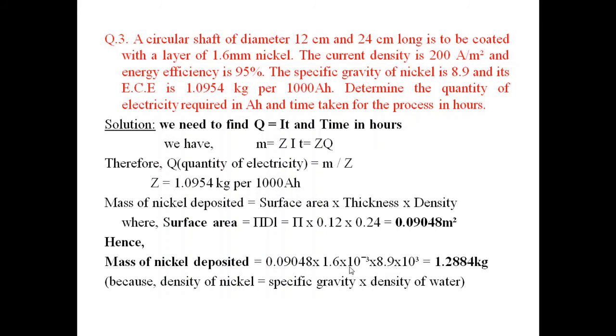This is thickness. This is surface area. When we multiply all this, we get mass, that is 1.2884 kg. So we got mass, m, and we also have z given in the question. Simplify these two, we will get q.